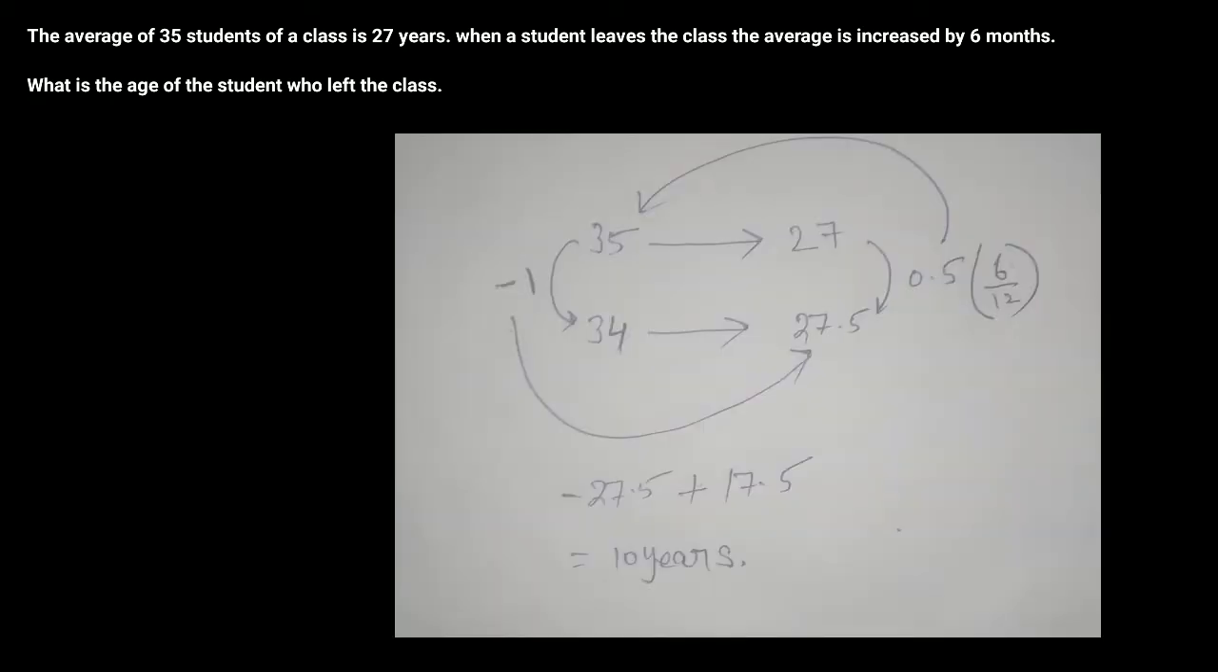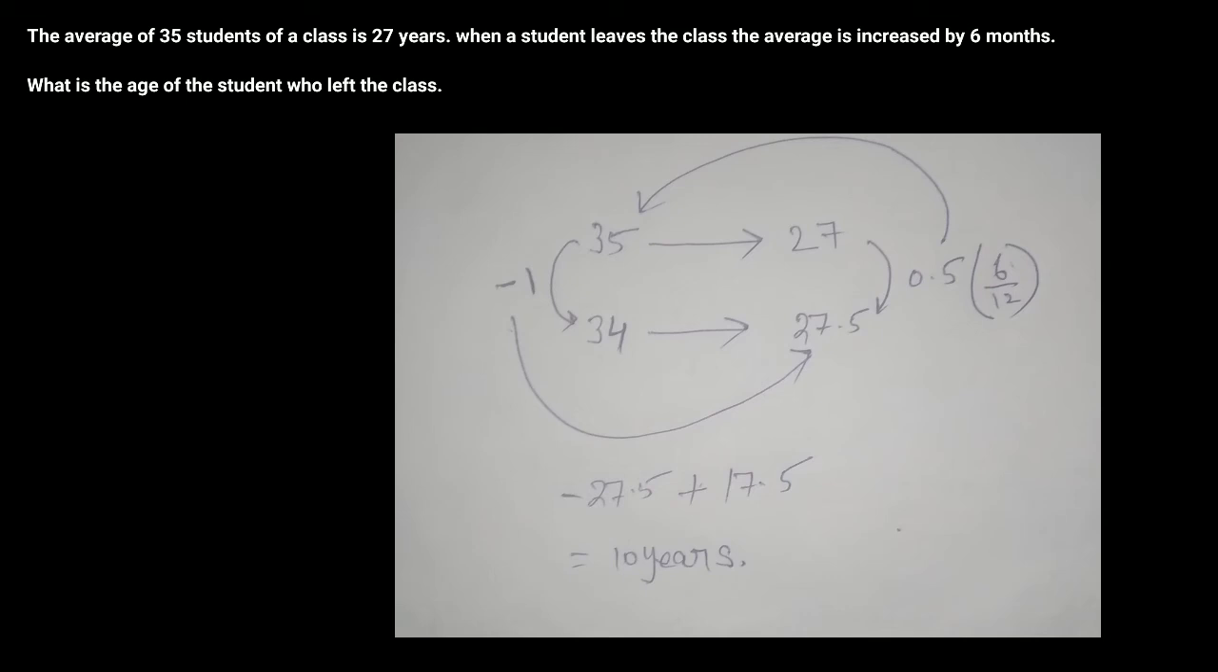Now the left hand side difference is minus 1, because when a student leaves the class, now the total number of students in the class is 34. And the right hand side difference is 0.5, because in the question it was said that the average is increased by 6 months. 6 months means 6 by 12, so it means 0.5 years.